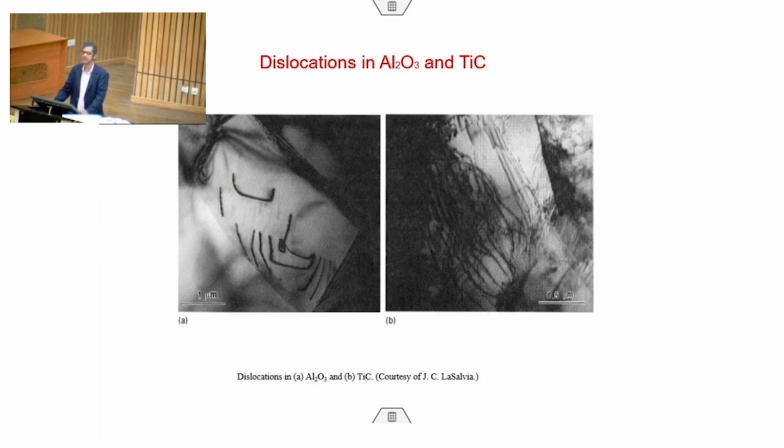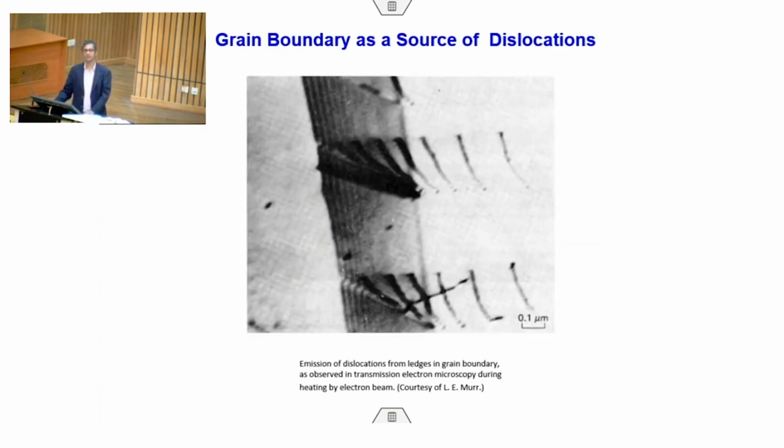In aluminum oxide also dislocations are curved, but that means ceramics also deform by motion of dislocations. Although they are less ductile than metals, deformation is observed. That is what I wanted to say. Well, you know how the dislocation is generated.